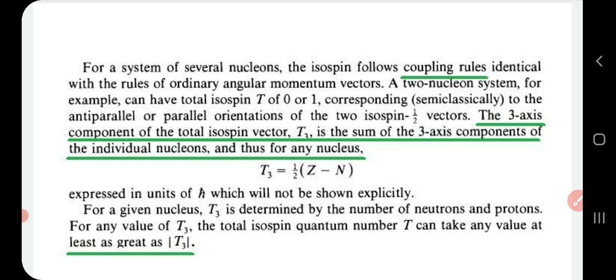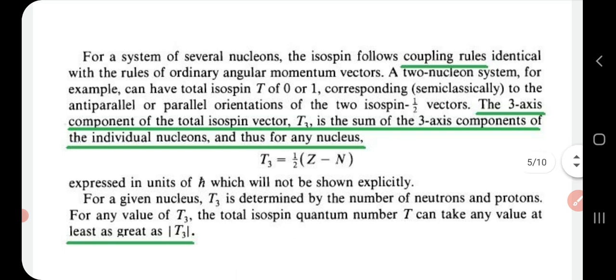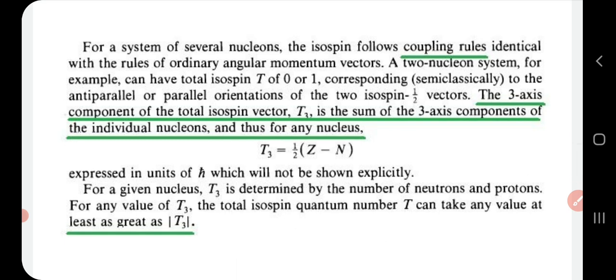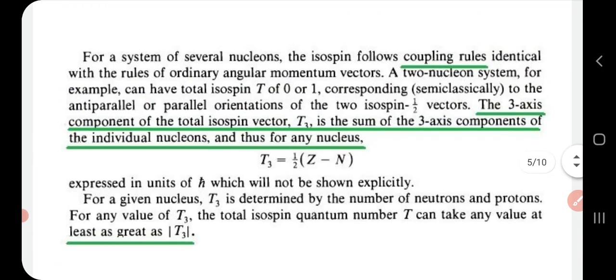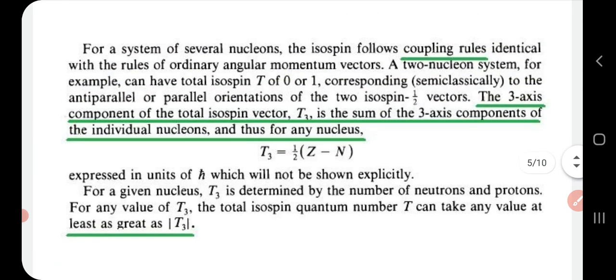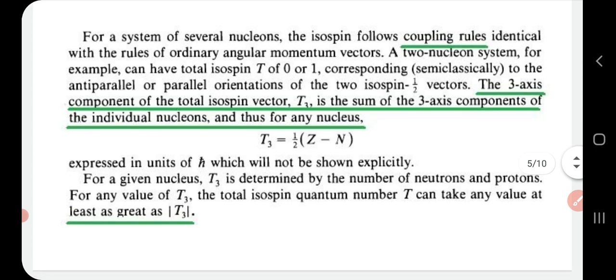That T3 is nothing but sum of the 3 axis component of individual nucleon, and it is given by T3 is equal to half Z minus N. Z is a proton number, N is a neutron number. Now for a given nucleus, this total isospin vector T3 is determined by the number of neutrons and protons. For any value of T3, total isospin number T can have any value greater than or equal to modulus of T3. These are the various values that the total isospin T and total isospin vector T3 can have.